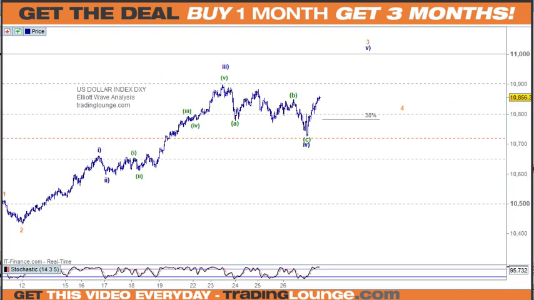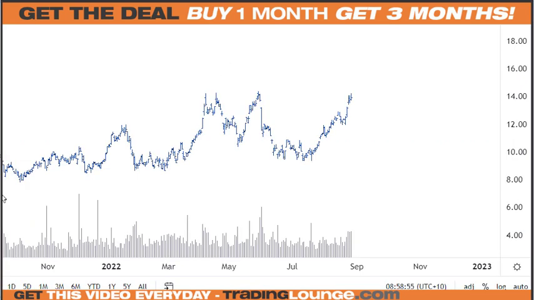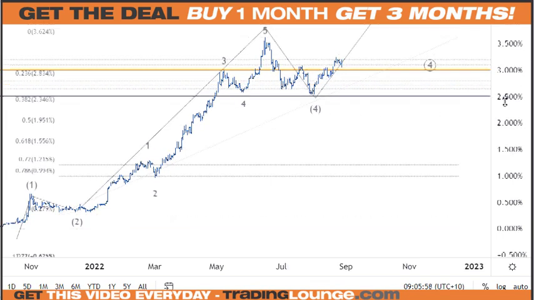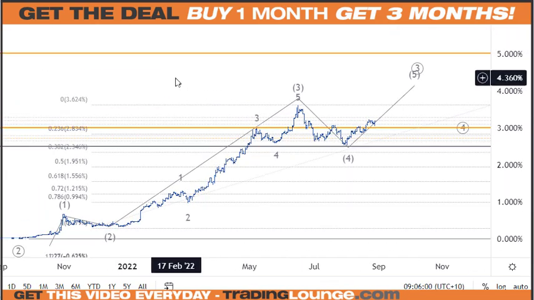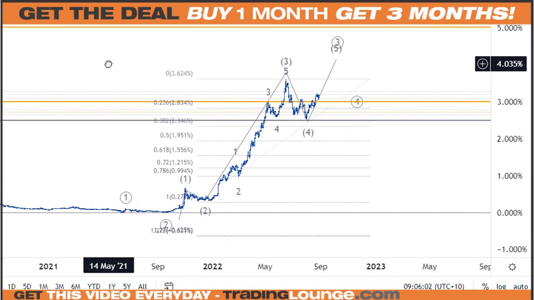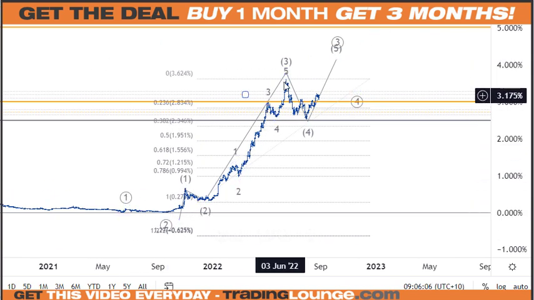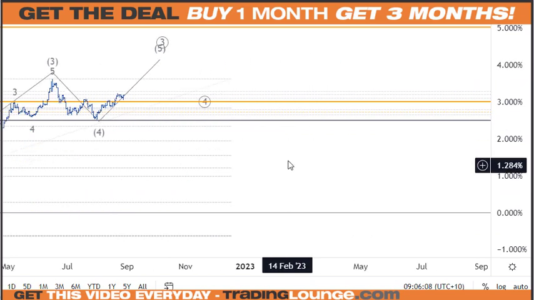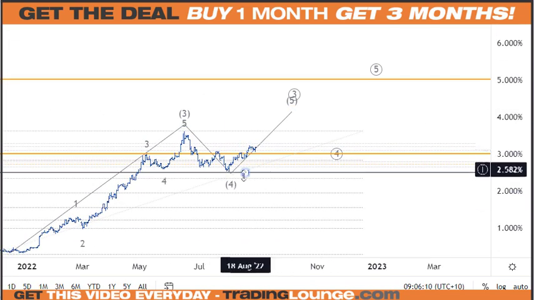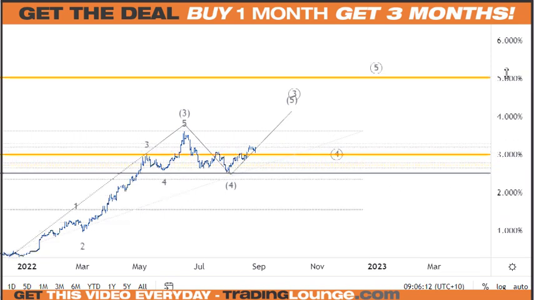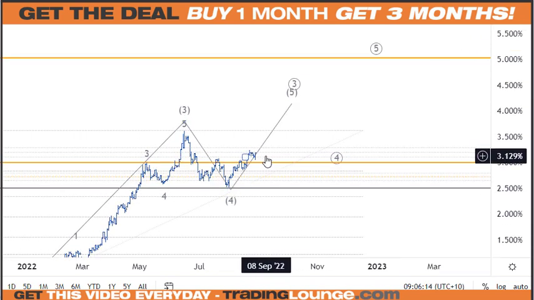Before we go to the US dollar, we just want to have a look at the 2-year government bond yields here. As you know, I've got 1 and 2, 1 and 2, 1 and 2. We've got the third, the fourth pulling back, and we're looking to go up for the fifth. So we called the low, we got the turn right, and now it's come back and retested to find support on that.